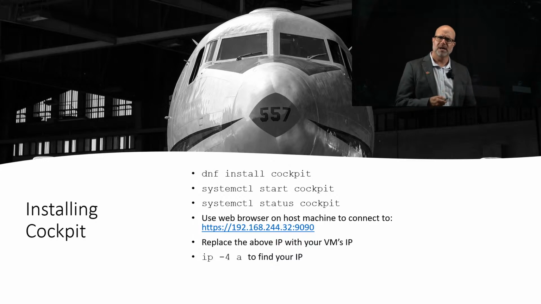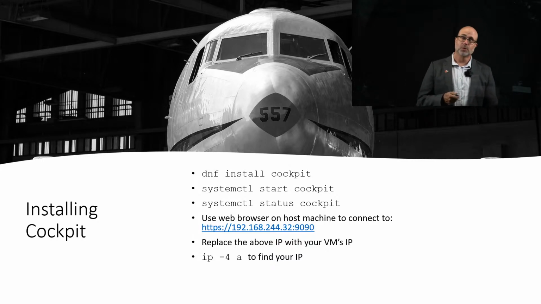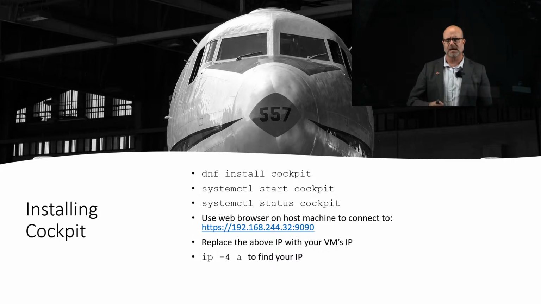Installing Cockpit is extremely easy, and I really have to give it to Red Hat for the effort they put in to make this very user-friendly. And actually, it's really good on resources as well. All you have to do is type dnf install cockpit and then systemctl start cockpit. And then if you want to check the status to make sure it's running, you just go systemctl status cockpit, and we're going to show that in the demonstration in a second.